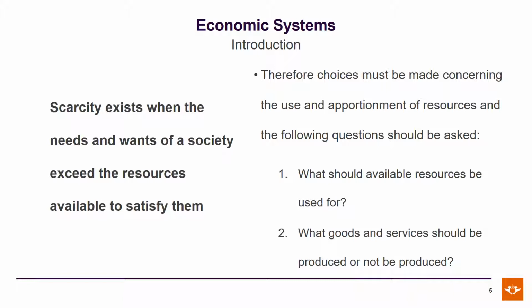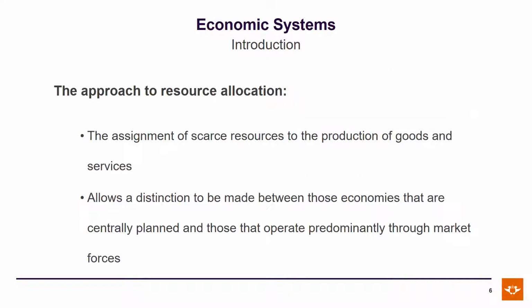What should available resources be used for, and what goods and services should be produced or not be produced using these resources? Resource allocation involves the assignment of scarce resources to the production of goods and services. The approach used in resource allocation allows us to distinguish between those economies that are centrally planned and those that operate predominantly through market forces.